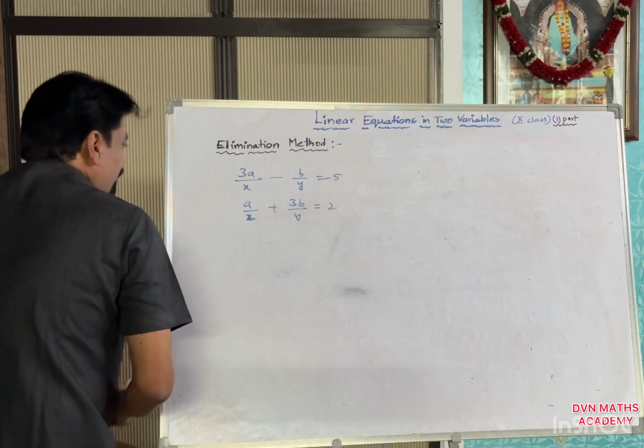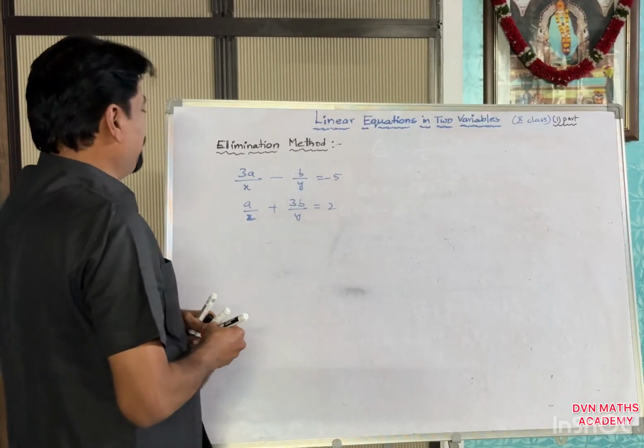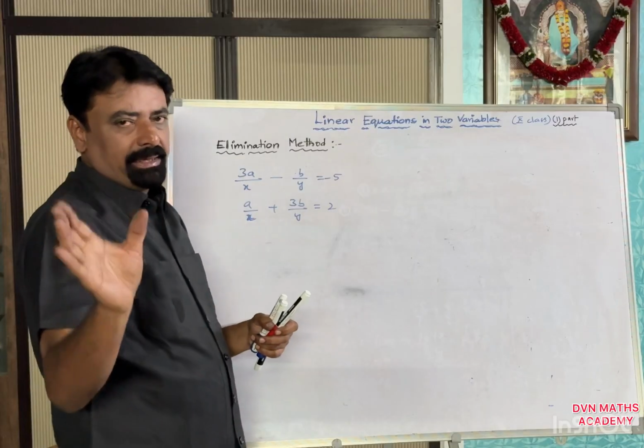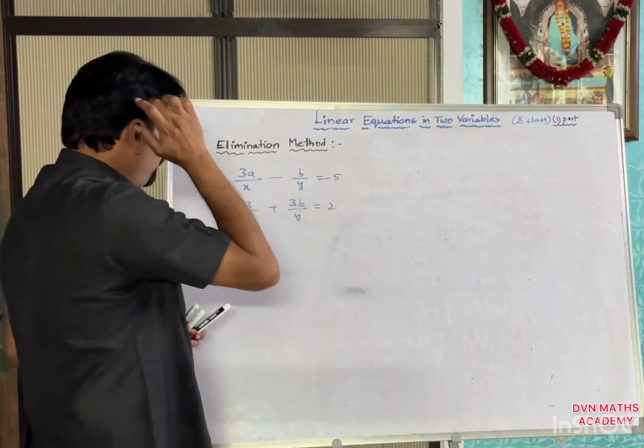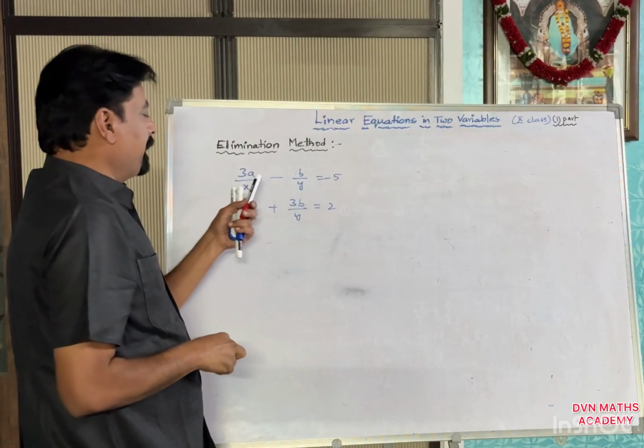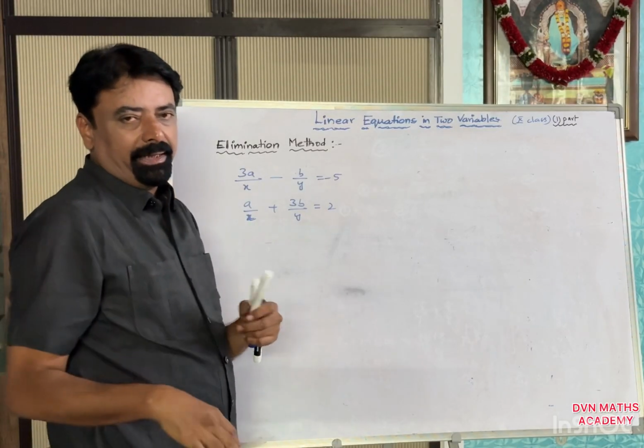So here the question has other variables, but a and b are not the variables. The question will be solved for x and y. You want to find the values of x and y, you don't want to find the values of a and b. But in this question, you will get the x and y values in terms of a and b.